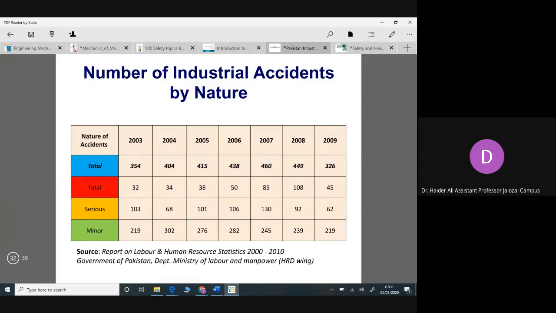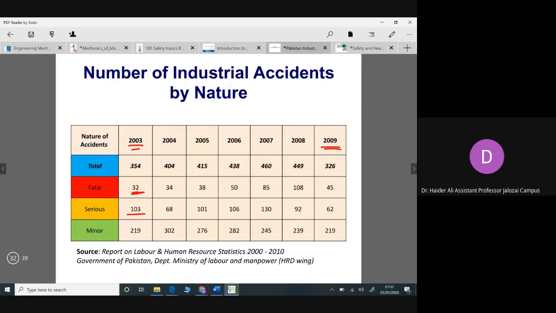Here is a number of industrial accidents by nature, and here is the severity level. A total of 354 accidents in 2003, 32 of them were fatal, meaning 32 people died. 103 were serious, meaning a loss of limb or permanent loss of functionality, and 219 were minor. If you look at the numbers from 2003 to 2009, there has been an increase, or I would say no visible decrease, in the number of accidents happening. And you can see that the proportion of fatal accidents has increased in certain cases, specifically in 2008.